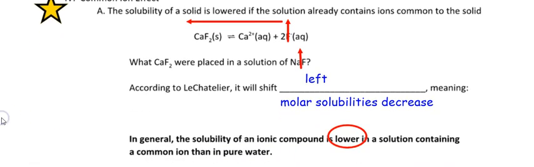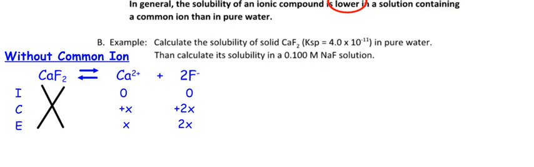So in general, the solubility of an ionic compound is lower in a solution containing the common ion than in pure water. So example B says calculate the solubility of calcium fluoride in pure water, then calculate it in a 0.1 molar of sodium fluoride, all right? So watch what I do here. So this is just like the ones that we've done already.